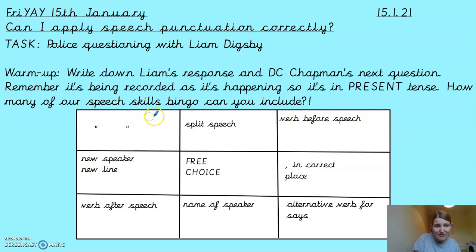One other thing you can be thinking about is, in your response, how many of these speech skills bingo can you include? Can you get a line? Can you get a full house? Okay, so before we move on to writing the whole thing, just have a go at writing that sentence for me.